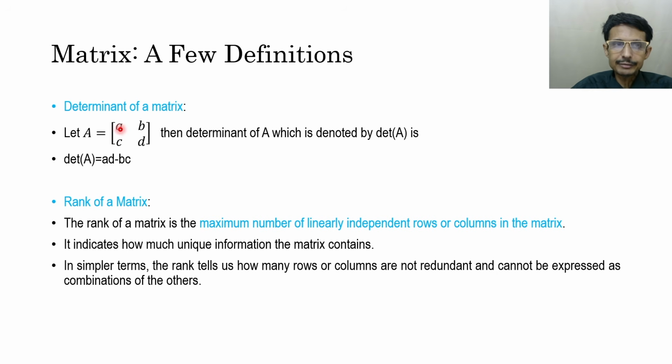Let's say these two rows are 1, 2 and 2, 4. Now 2, 4 is basically, if you have a linear transformation, 2 times this row gives this. So we can say that this row is linearly dependent on this row. Then the rank of this matrix is not 2, rather 1, because the number of linearly independent rows is 1, not 2, in that case.